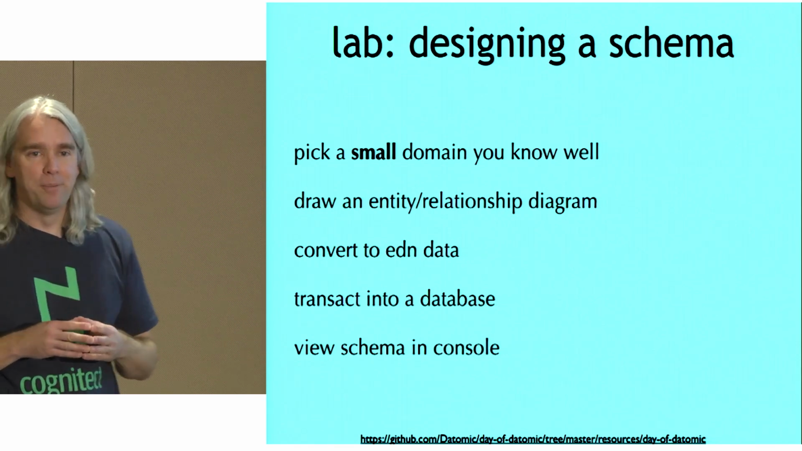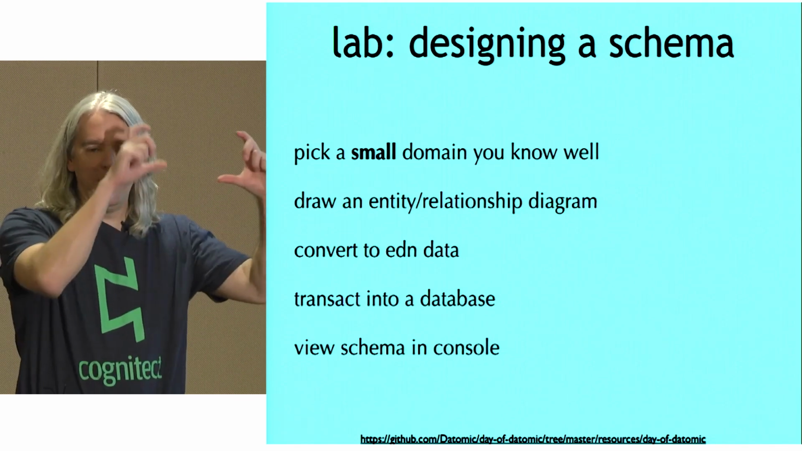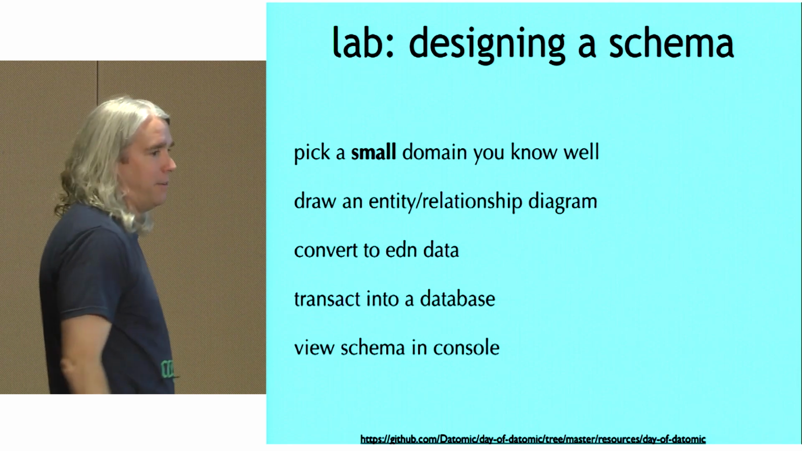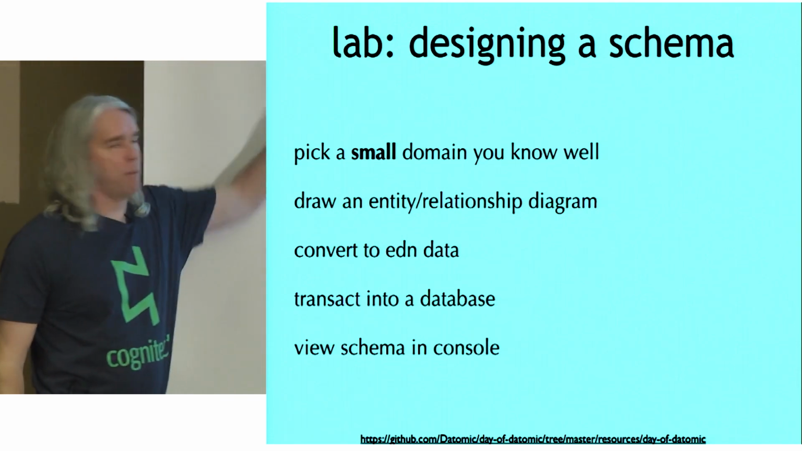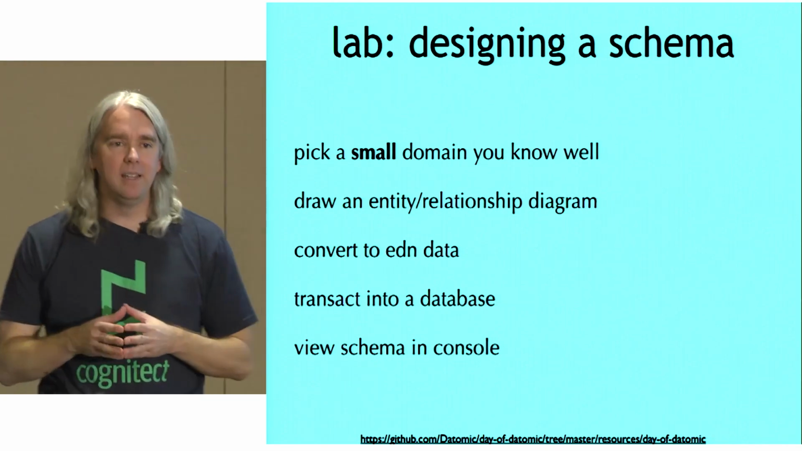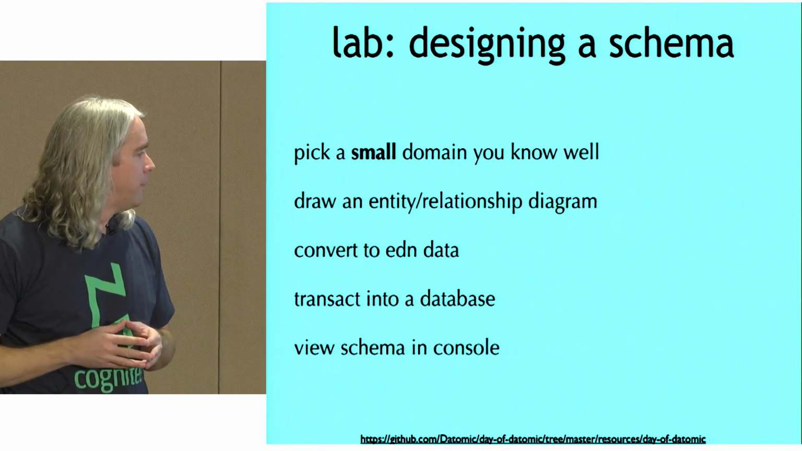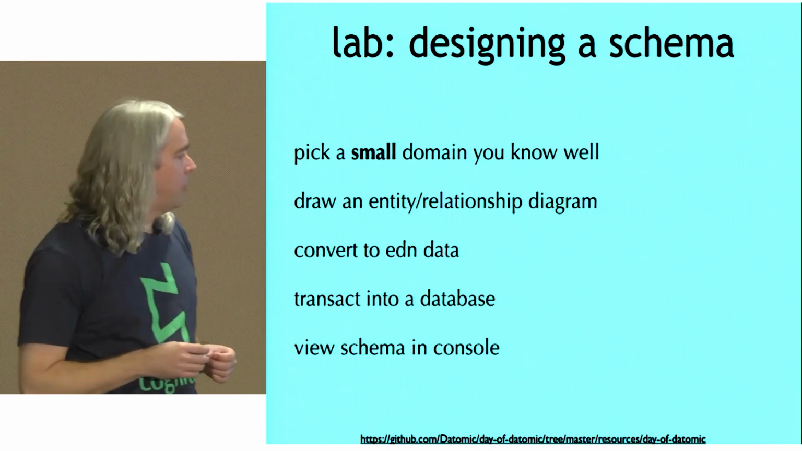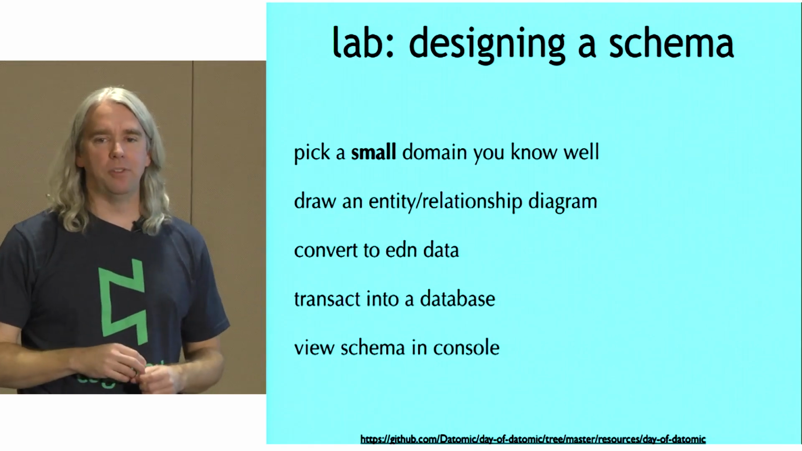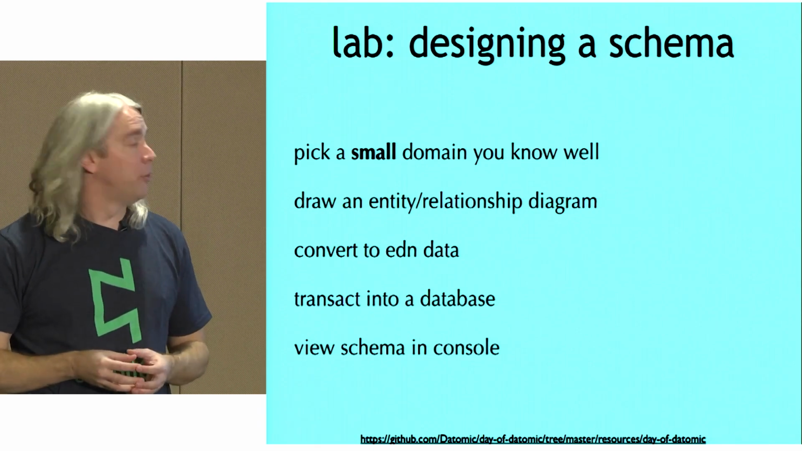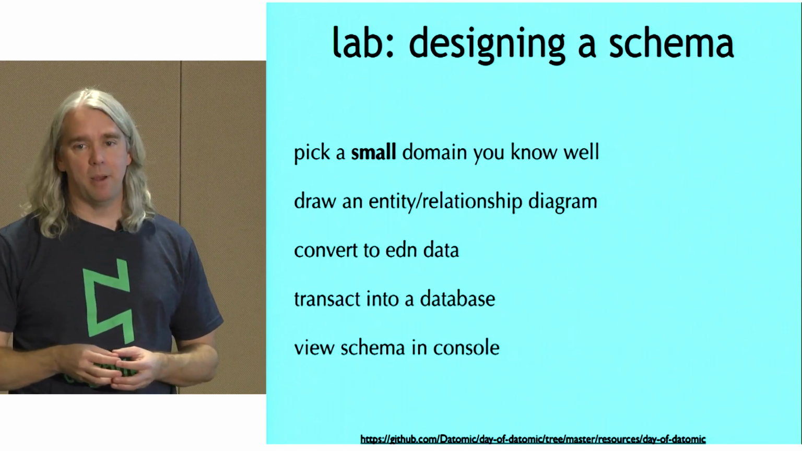Draw on paper the entity relationship diagram. Right? This entity has these attributes, and some of them are relationships to another entity. Then, the challenging Datomic part, convert that to Eden data. There's a bunch of sample Eden data in the link at the bottom of this page, which links to a whole collection of Datomic schemas, any one of which you could look at to get examples for what you have to do to define a schema.